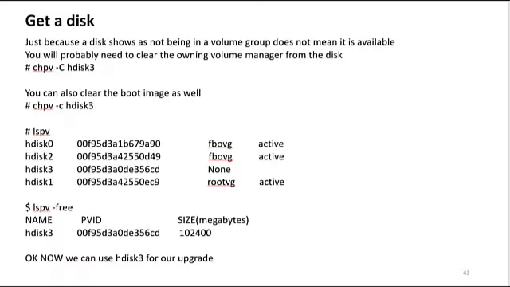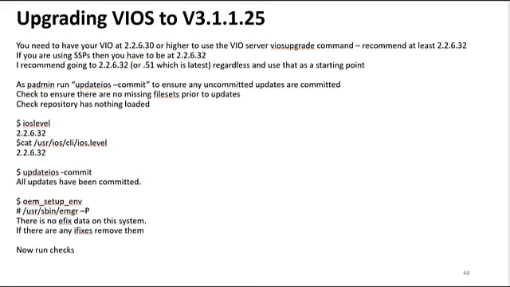But just because it shows as not being in a volume group doesn't mean it's free. One of the things you need to do is clear the owning volume manager from the disk. When you run lspv -free, if it still shows no disks free, then you run chpv -C against the disk, and since there was a boot image on it, you should clear that as well. Now we see hdisk3 is not in a volume group, and when I run lspv -free, I can see that disk is actually free and available to use.